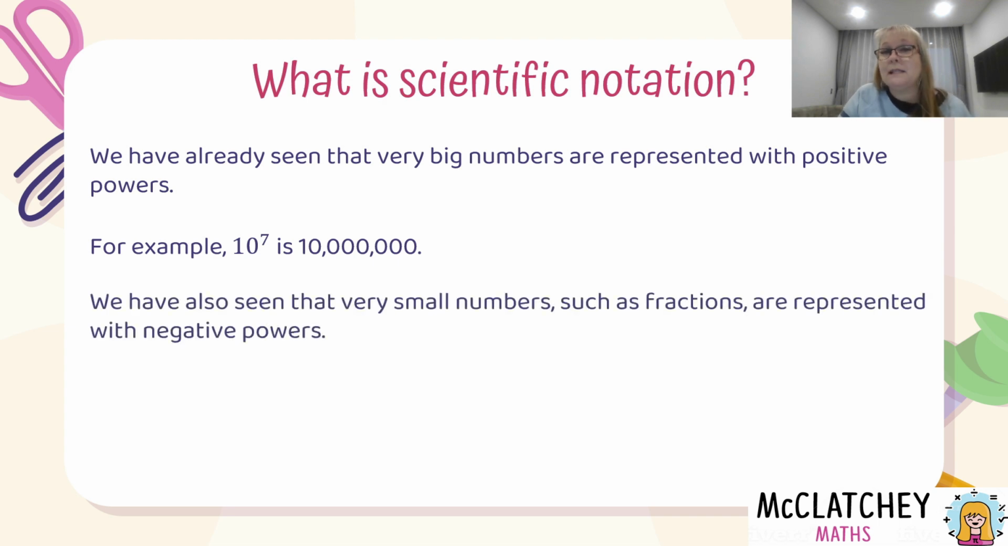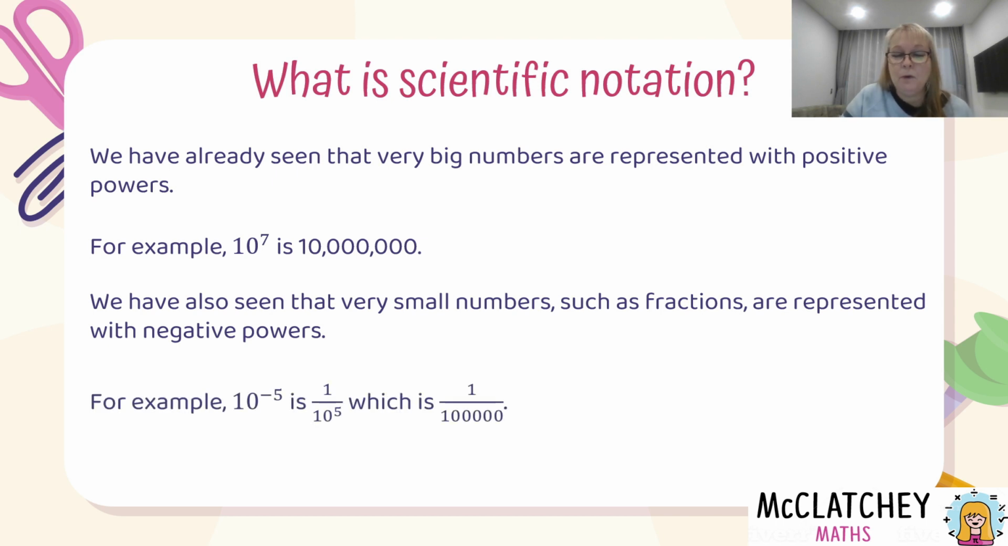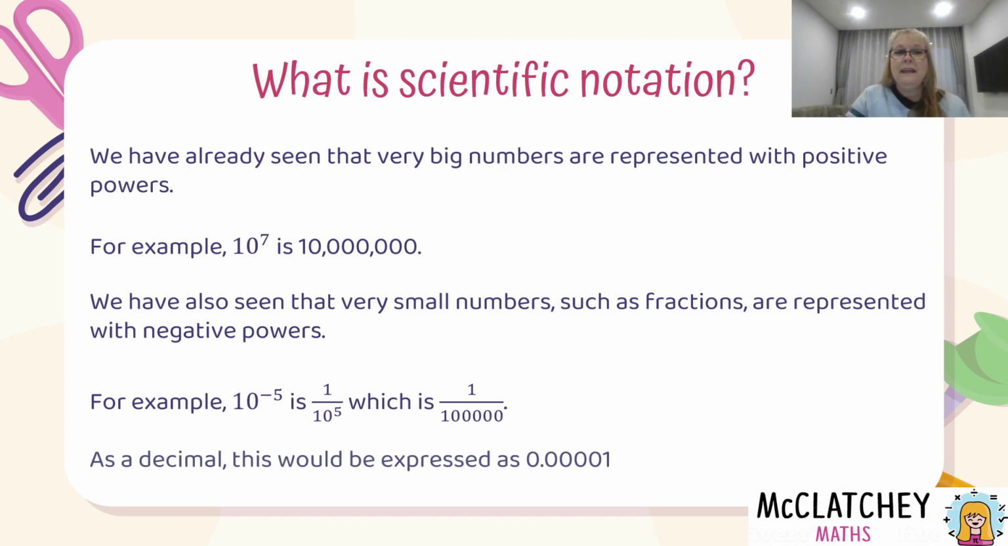And we can also represent some very small numbers. And we looked at that in our previous video when we looked at negative powers. For example, 10 to the power of negative 5 is 1 over 10 to the power of 5, or 1/100,000th. So that's a very small number as well. Now, we would express this as a decimal as 0.00001. Okay, so very big numbers, very small numbers.